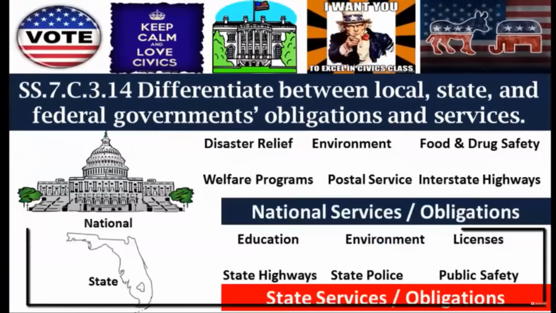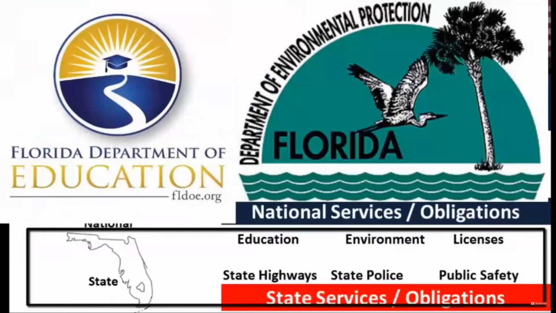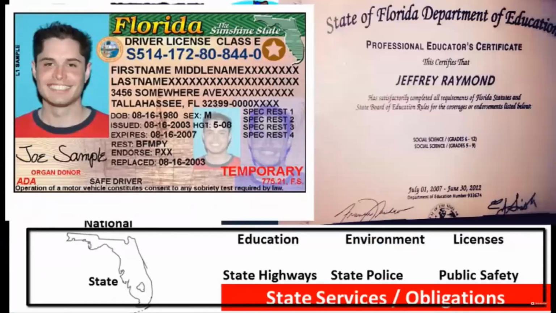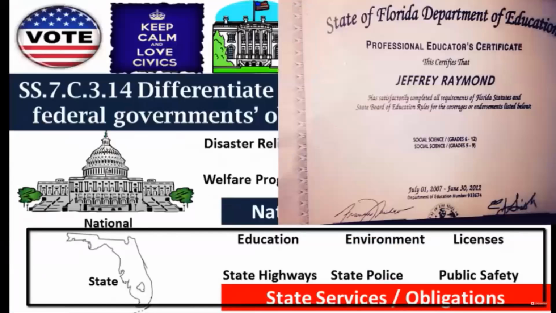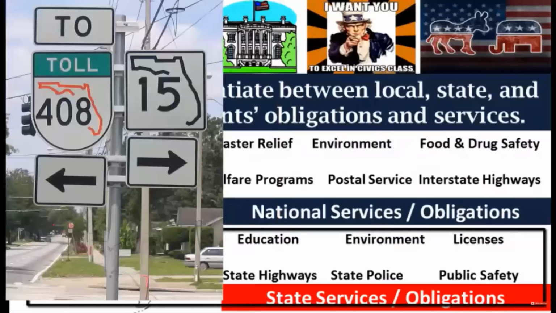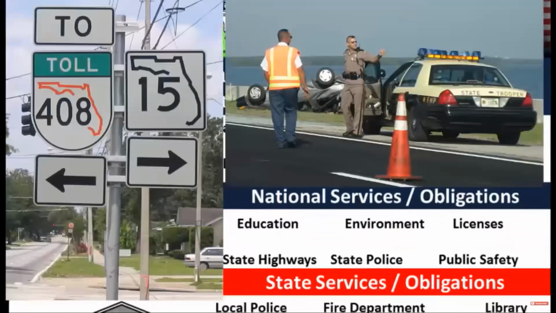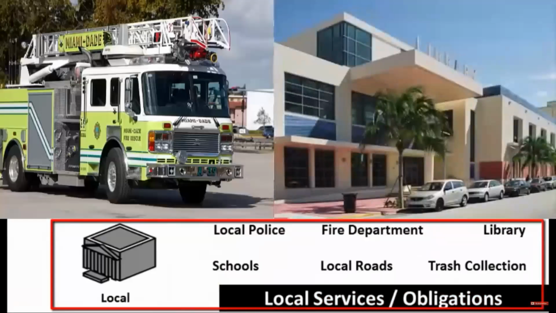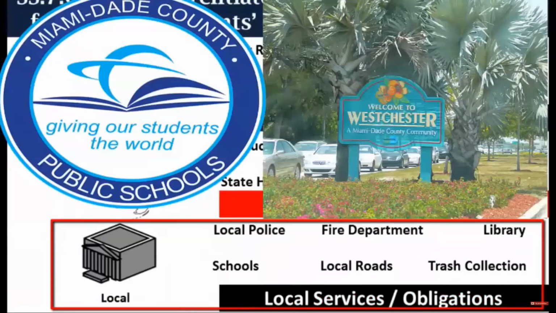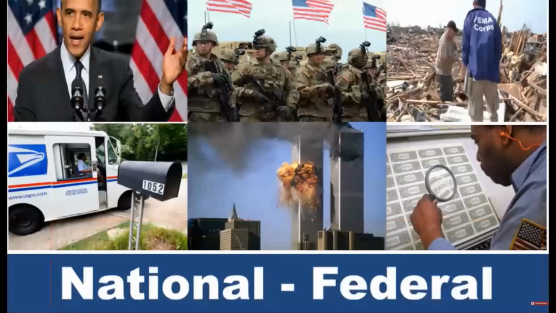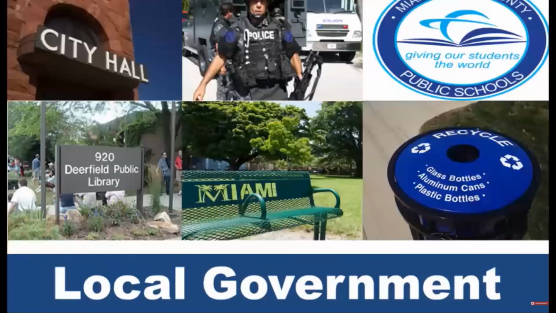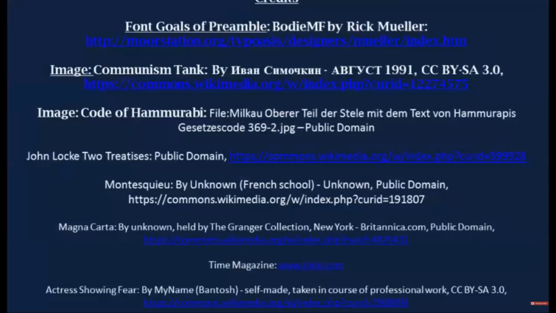For states, you want to think education programs, state environmental issues, driver's licenses and licenses for businesses and certain professions like my Florida teacher's license, state highways, state police, and public safety programs. For local, it's local police, fire departments, libraries, schools, local roads, and trash collection. Here's a look at those national programs and state programs and local programs. And that is it, my friends.